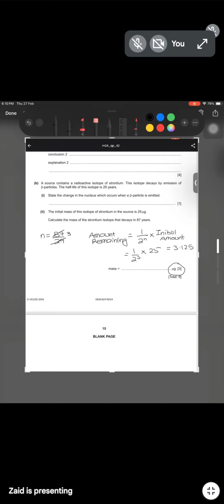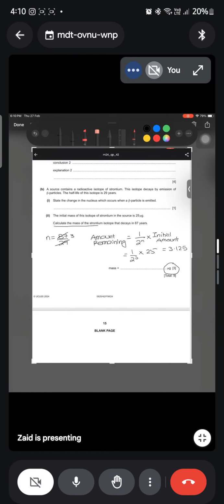They are saying, look at the question: calculate the mass of strontium that decays. They're not saying how much is left, but how much is gone. So 25 minus, let's consider this to be 3. What are we getting?